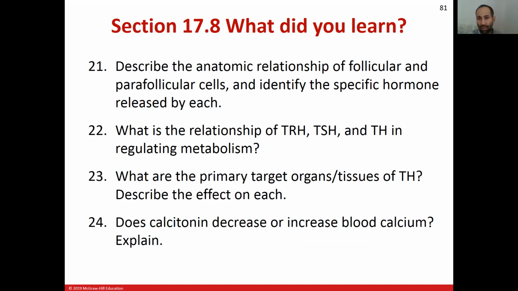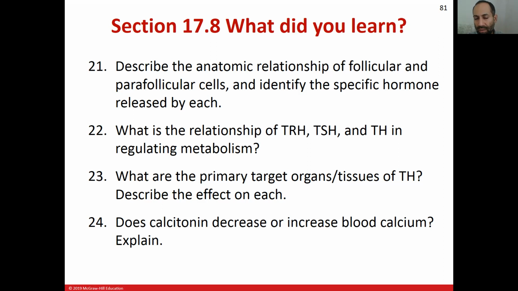So describe the anatomic relationship of follicular and parafollicular cells. Follicular cells are found just around the thyroid globules. Parafollicular cells are spread out even further away. Identify the specific hormone released by each. The follicular cells release T3 and T4. Parafollicular cells release calcitonin. What is the relationship of TRH, TSH, and TH in regulating metabolism?